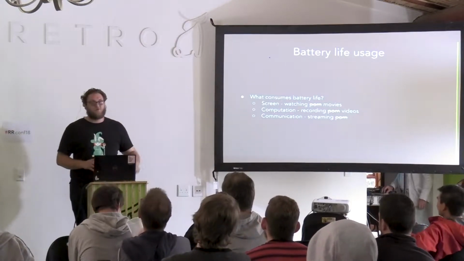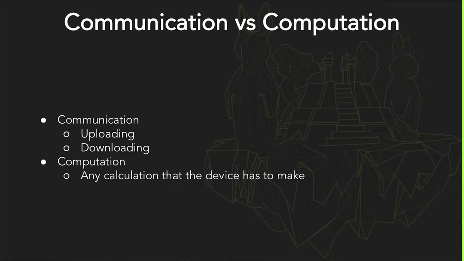So there are three components that consume most battery life on your mobile device. The first is the screen, and aside from tweaking your brightness settings, there's not a lot you can do to reduce the power used by your screen. The other two are communication and computation. Communication is uploading, downloading, using the internet basically. It's powering the little radios on your device that communicate. Pretty straightforward, right?